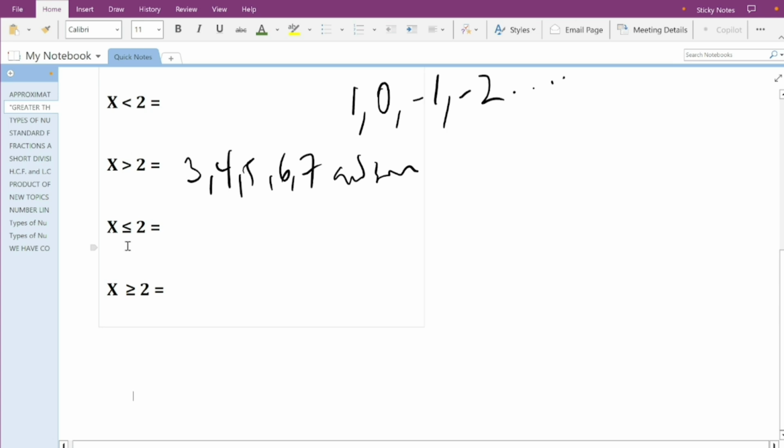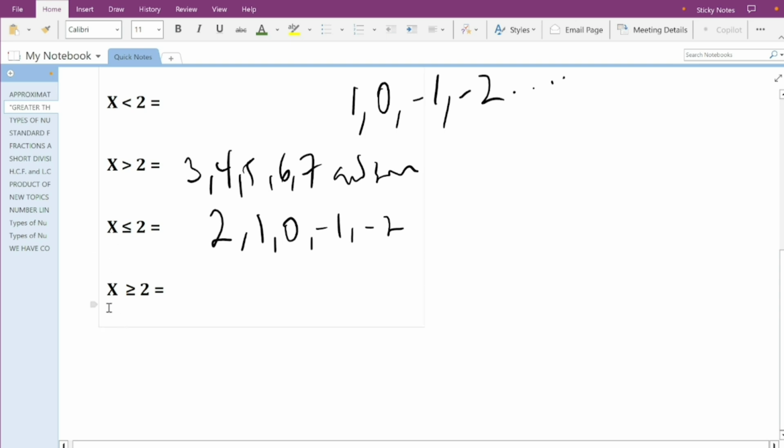And since they put the word equals to, that means you start from 2. This is saying x is less than or equals to 2. That means you have to start from 2 down. So you go 2, 1, 0, minus 1, minus 2, and so on. So it means 2 is included. You are including 2 and you are going down.